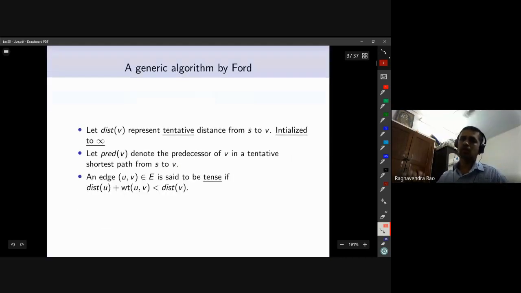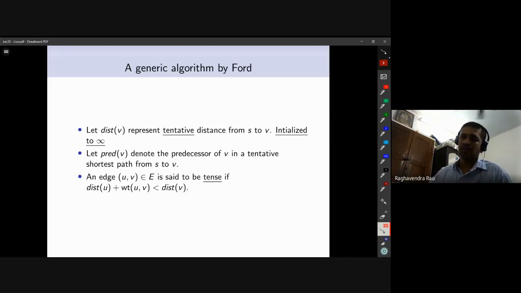Okay, so welcome to lecture number 35. We were looking at shortest path algorithms. Particularly in the last lecture, we looked at a generic algorithm, as we call it, by Ford. In fact, it's attributed to Ford, but there are several researchers who came up with the same algorithm around the same time.